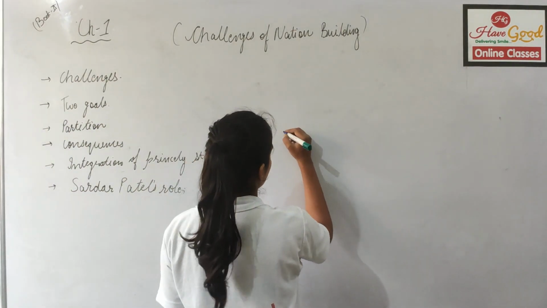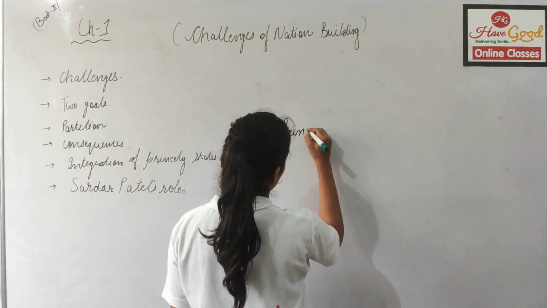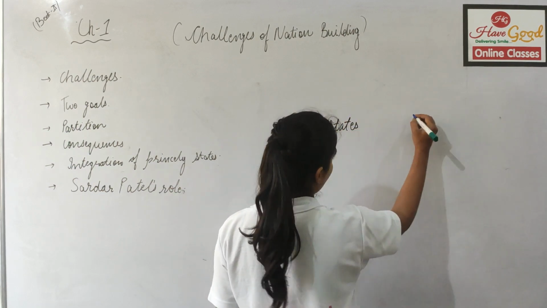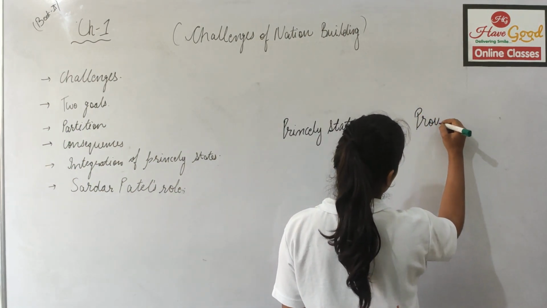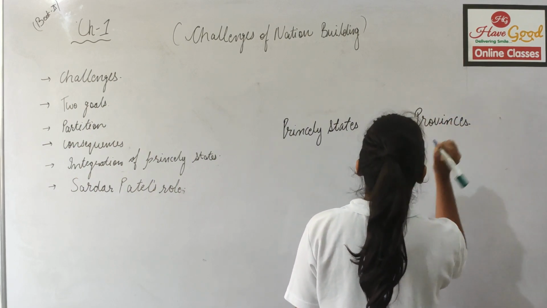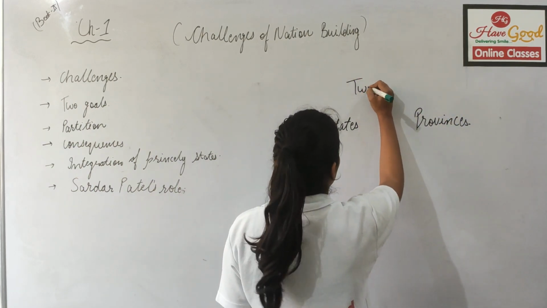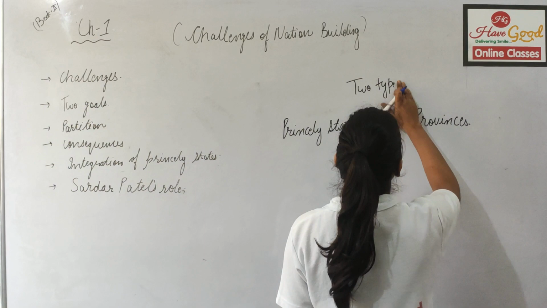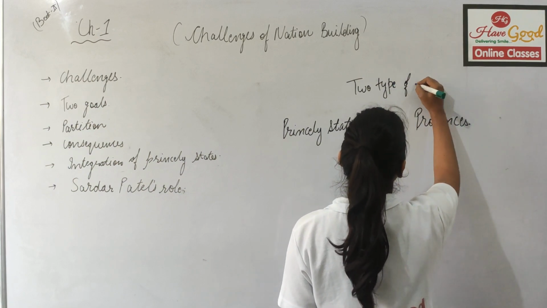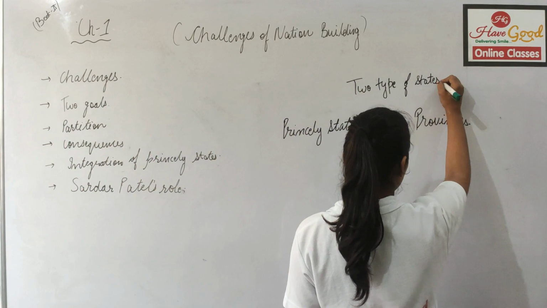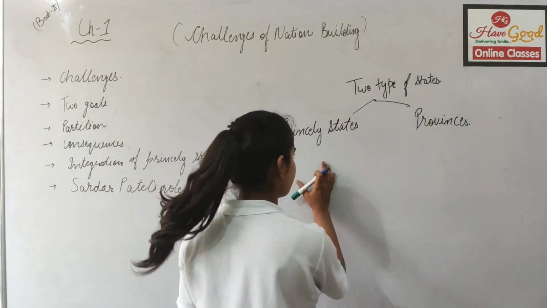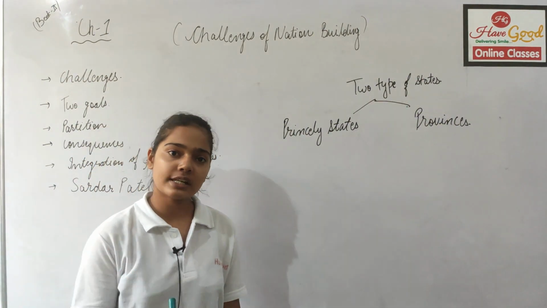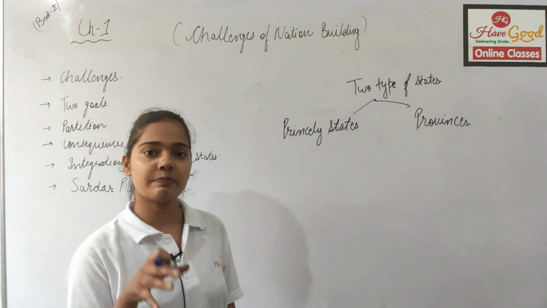There were two types of states: princely states and provinces. The first is princely states and the second is provinces. Princely states were those states which were ruled by local kings and queens under the supremacy of Britishers.